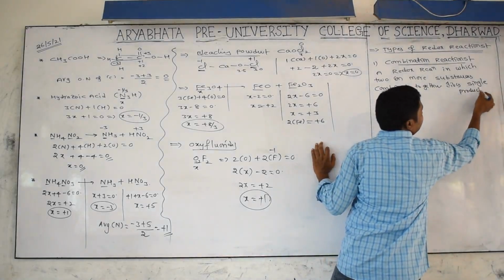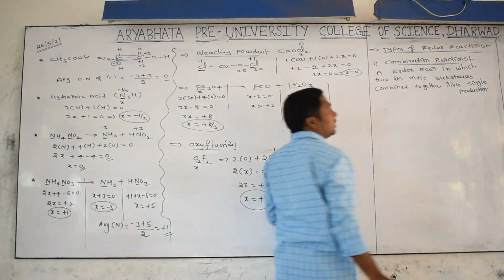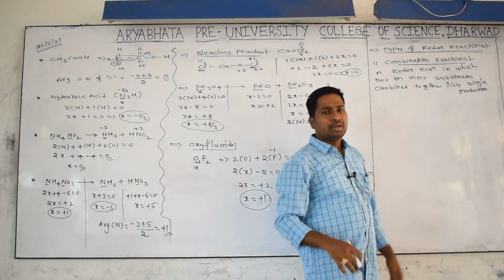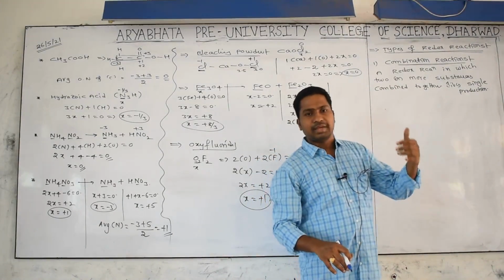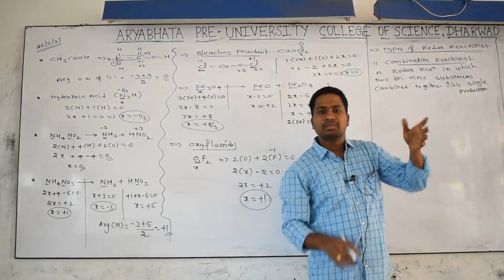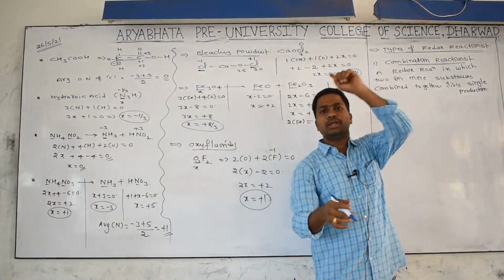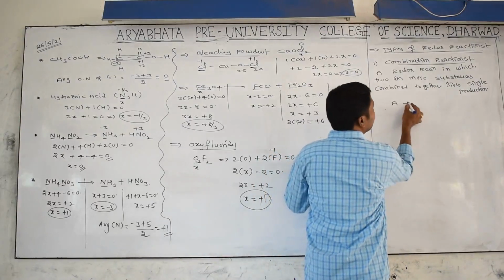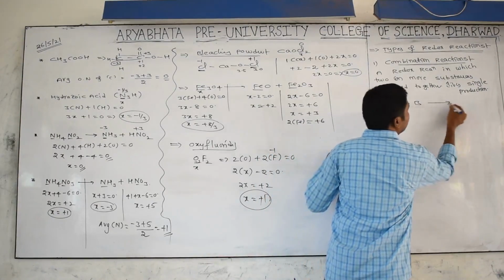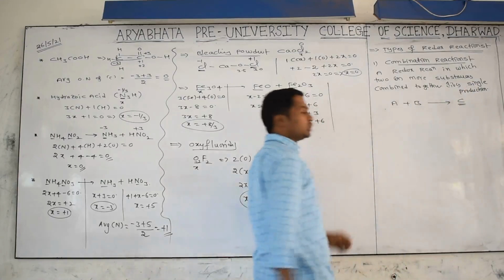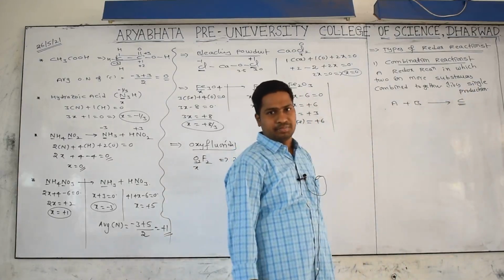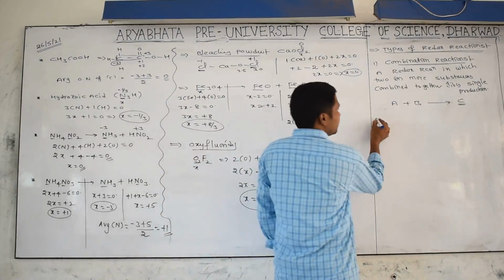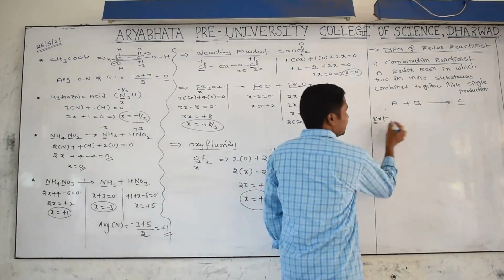Combination means combining or joining. It is a redox reaction in which two or more chemical substances are joined together to give only a single product. For example, chemical A combines with chemical B, but you should get only one product, and it should be a redox reaction. I will give you some examples. You have to understand very carefully.